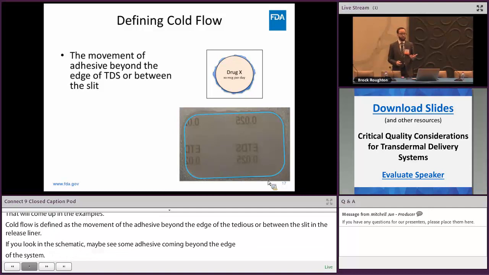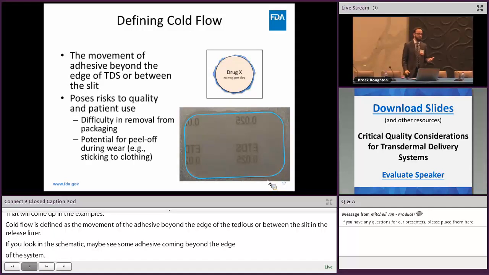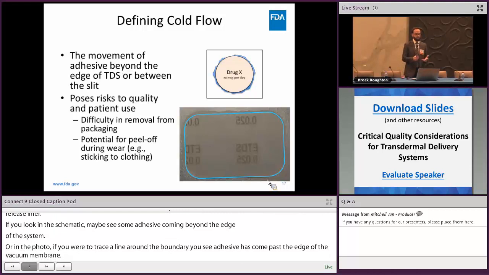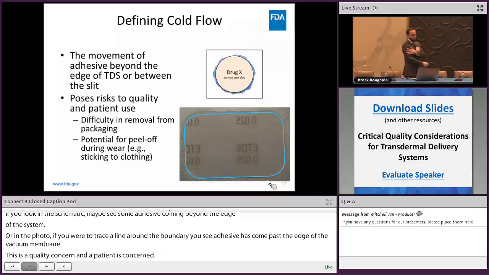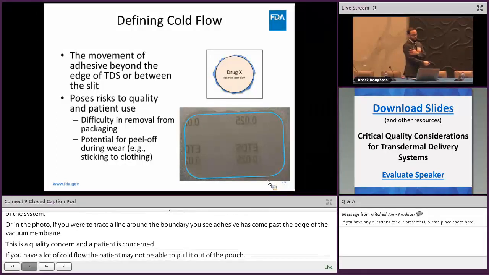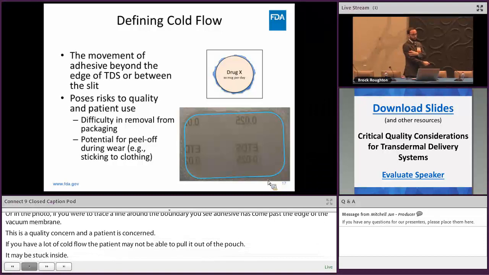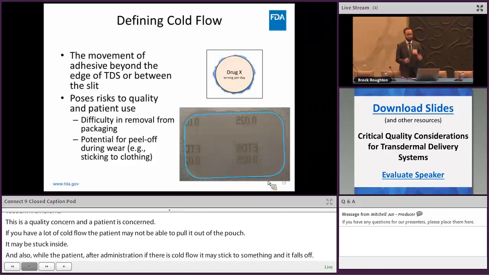So this is a quality concern and a patient use concern. First off, if you have a lot of cold flow, the patient might not be able to pull it out of the pouch. It might be stuck inside. And then also, after administration, if there's cold flow, maybe it might stick to something and then it falls off. And so that also poses risks of inadvertent exposure depending upon the drug. Okay, so that's cold flow.